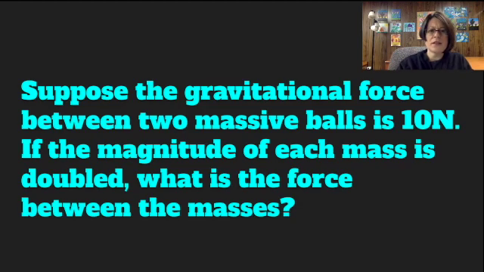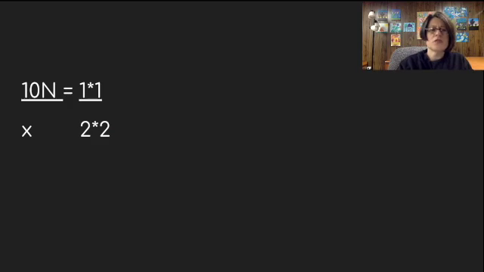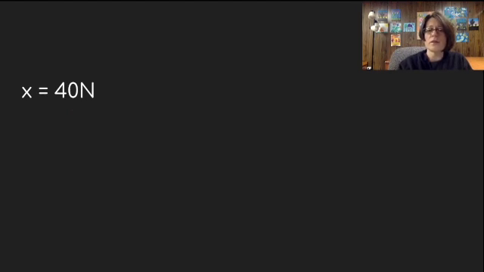So we have 10 newtons and our masses are doubled. Here, F1 is 10 newtons. We're going to assign 1 as the value for the masses of each of those, over F2, which is x because we don't know it. The masses of the third and fourth object are 2. The mass is doubled, so 2 times 2 because both of them doubled. When we simplify that, we have 10 over x equals 1 over 4. When we cross multiply, we get 40 newtons. And we know that if we increase the mass, we're going to increase the force.